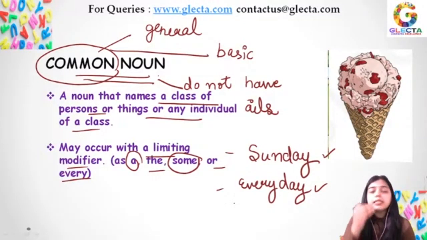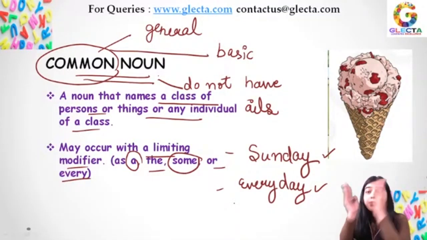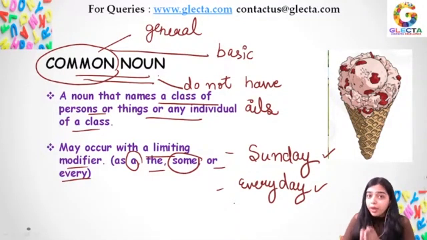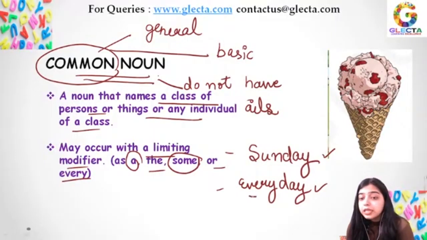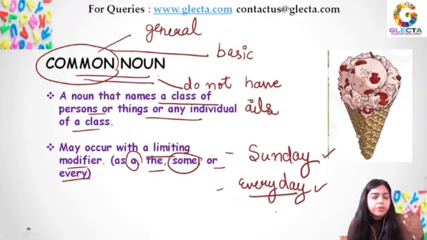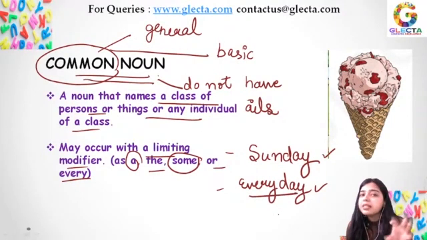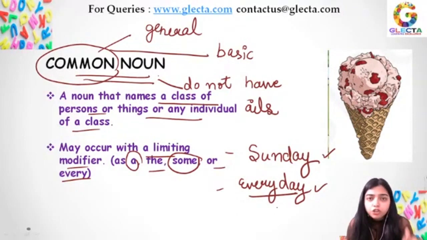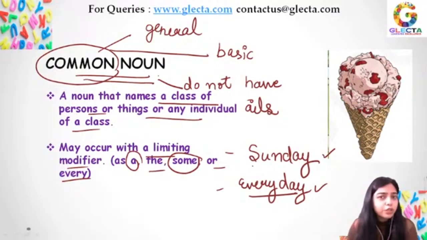Now here we can see the difference. My birthday is on Sunday provides us with the specific day of the week. Specific, it's detailed. Whereas when I say every day, I am able to tell you that this is something that happens every day, but not on some specific day. So that is how we use common nouns to provide a general viewpoint. Let us move forward to understand more about it.